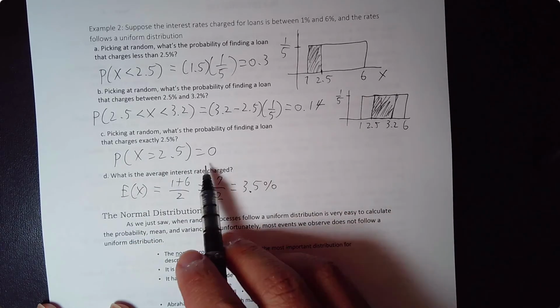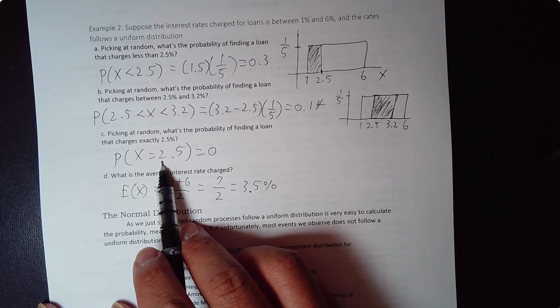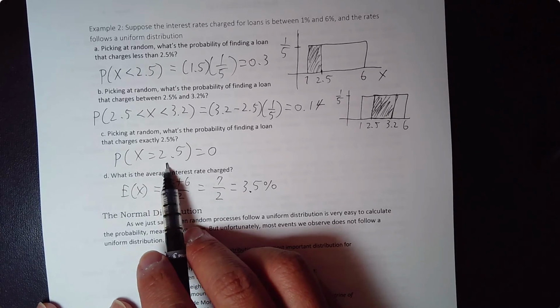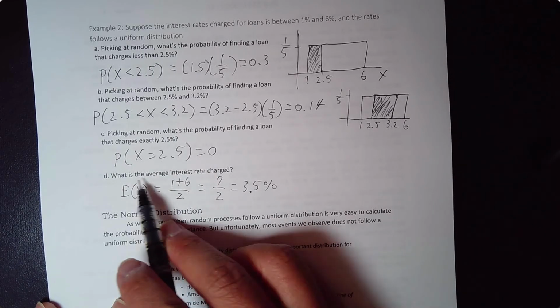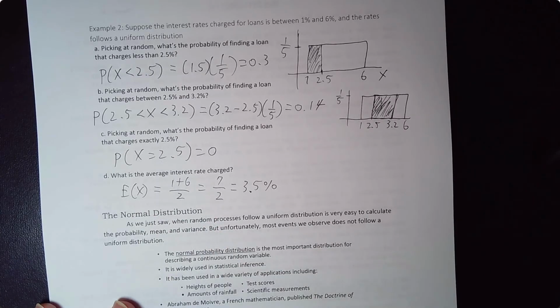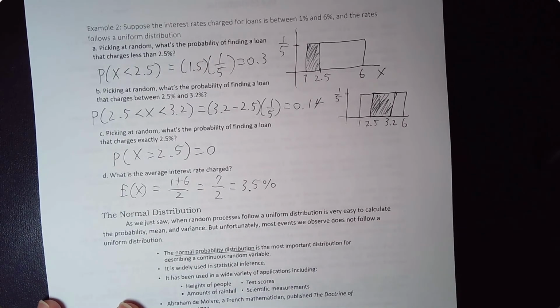Go ahead and pause the video. Give the other three a try, and check your answer when you're done. Check your answer here. Again, use the sketch. Once you recognize the area, it becomes a geometry problem. So you get 0.14 here.